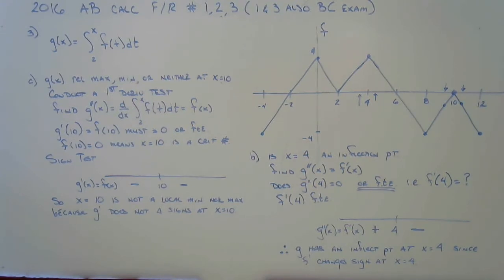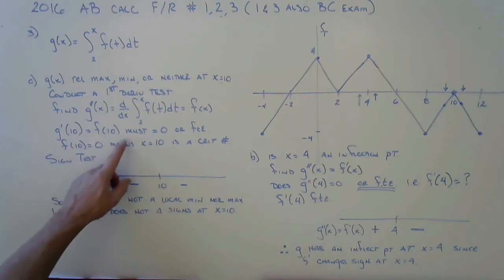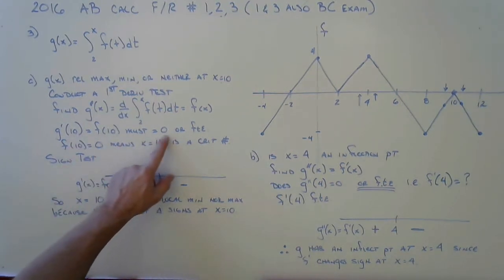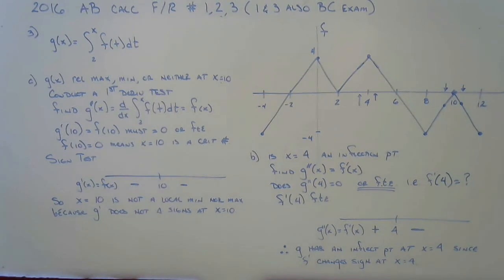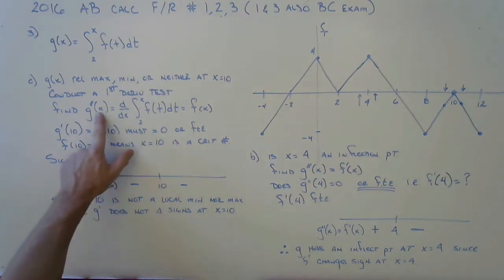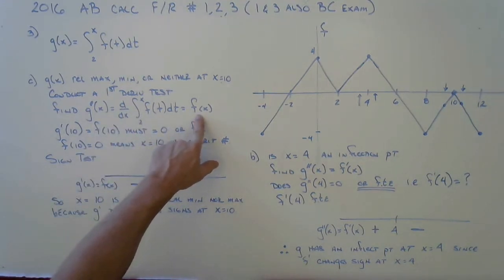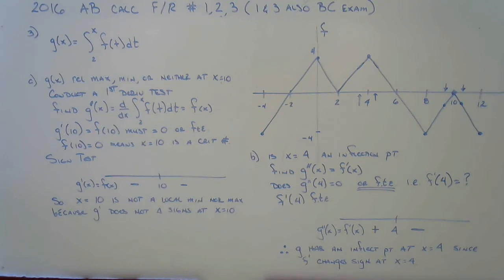So, where do we go to find critical numbers of G? We've already written that down, right? We said we want to know where G prime equals 0 or fails to exist. We know G prime, right? G prime equals 0 wherever G prime is equal to f of x. So when does f of x equal 0, right?